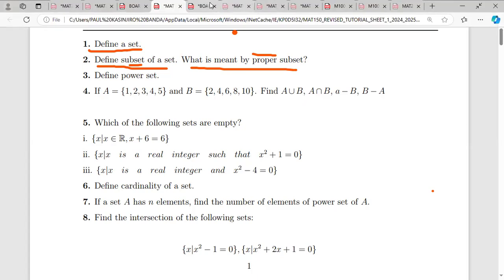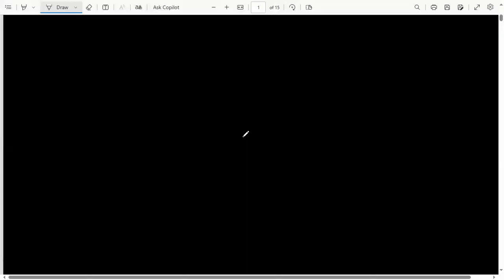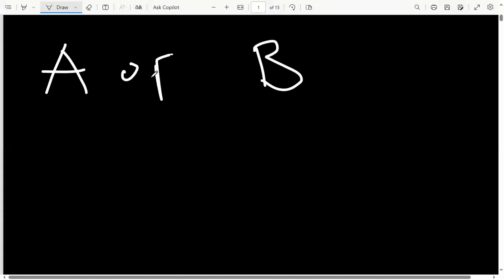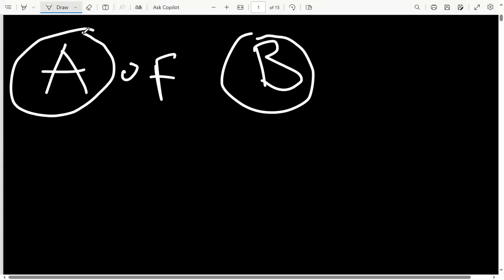So we know that a subset, okay, we know that if A is a subset of B, if A is a subset of this B here, then what does that mean? I was saying if A is a subset of B, it means that every element in this set A is also found in this set B. Okay, so that is what is meant by a subset.